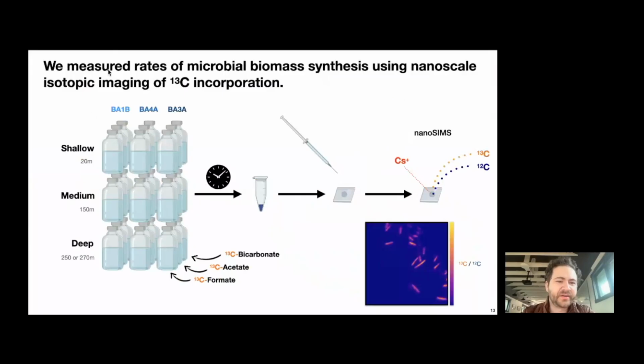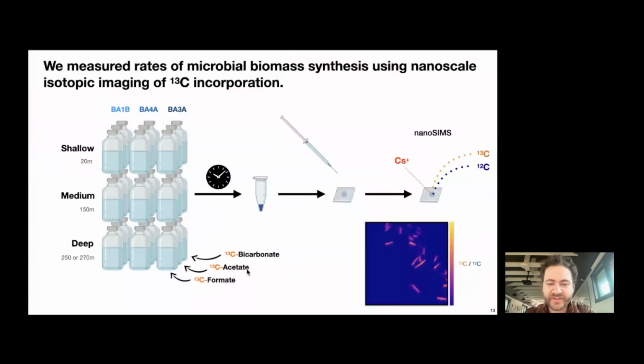And so we measure rates of microbial biomass synthesis using nanoscale isotopic imaging of 13C incorporation. What this means is we take groundwater from our 3 different depths that we sampled, shallow, medium, and deep, from our 3 different wells, BA1B, BA4A, and BA3A, which again are going along that gradient of alkalinity. And we incubate these vials with one of 3 different 13C labeled carbon sources, 13C bicarbonate, 13C acetate, and 13C formate.